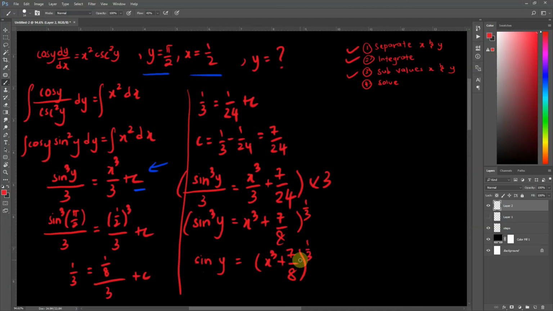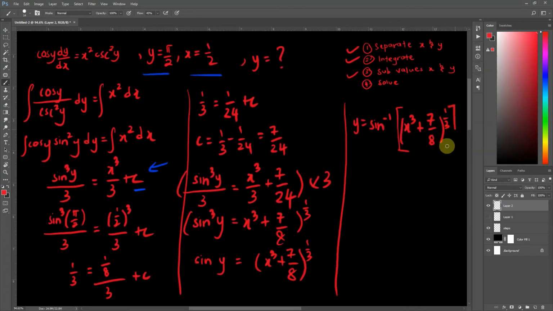Okay, and then the last step, we bring sine to this side. Sine will now become sine inverse. So y is sine inverse of x cube plus 7 over 8 to the power of 1 over 3. So that is your answer. That is your particular solution. This is a particular solution because there is no constant, so it is specific. Okay, so done.